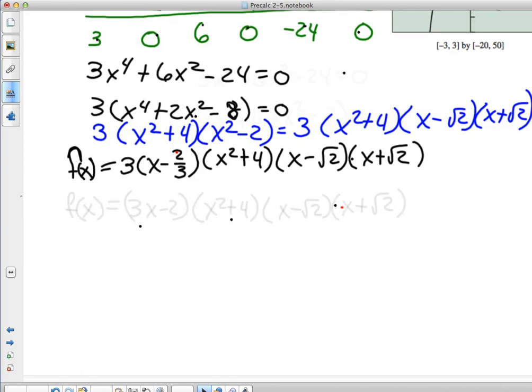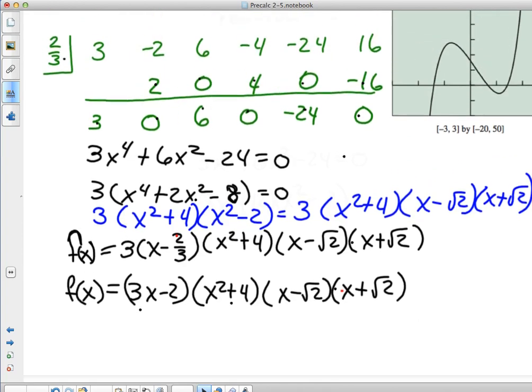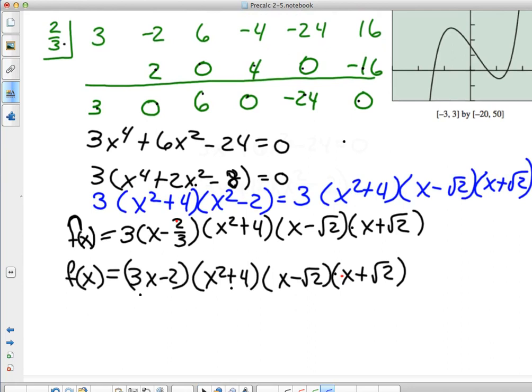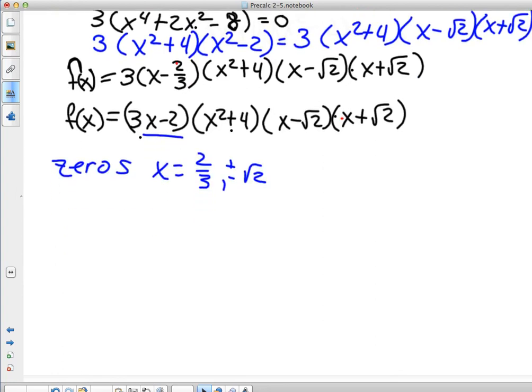Now, my zeros should be coming up, and I should actually list them because I want to make sure I have those too as well. So I'm just going to include my 2/3. So I got my zeros here. X equals 2/3. Okay, that's that one. Plus or minus the square root of 2 is my other one. That x squared plus 4, that sucker is always positive, never crosses the axis. Are we doing okay?